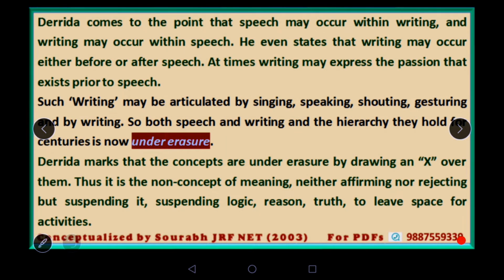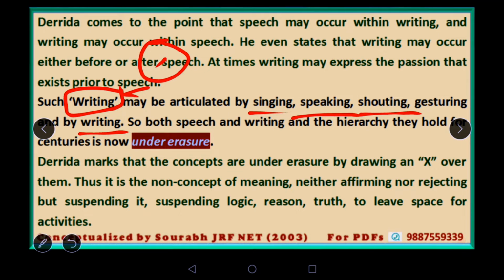Then he comes to the point, speech may occur within writing and writing may occur within speech. So both can have, we have already seen that in earlier lesson कि जो आपका सेंटर में राइटिंग है या फिर आपके सेंटर के अंदर स्पीच है, both can take the center. At times writing may express the passion that exists prior to speech. This is important. What he is trying to convey, this particular word writing does not mean the typical traditional sense of writing. It means writing that can be articulated by singing, which is not a speech, speaking, that is a speech, shouting, once again that is not a speech, gesturing, or by writing. So all kinds of expressions are used by Derrida in his new word writing.